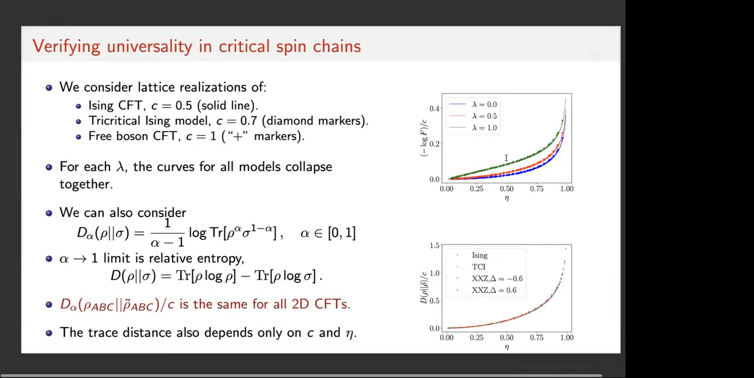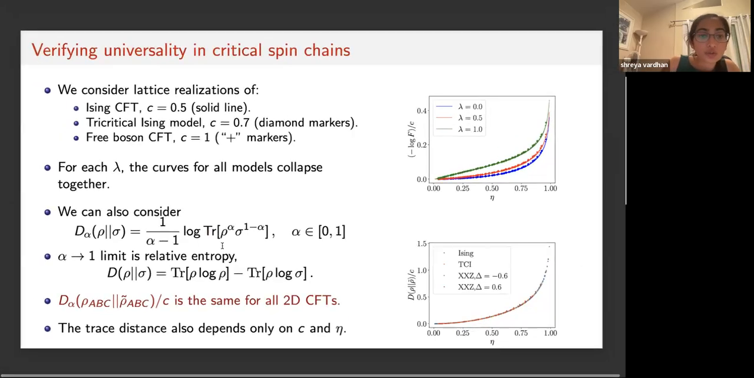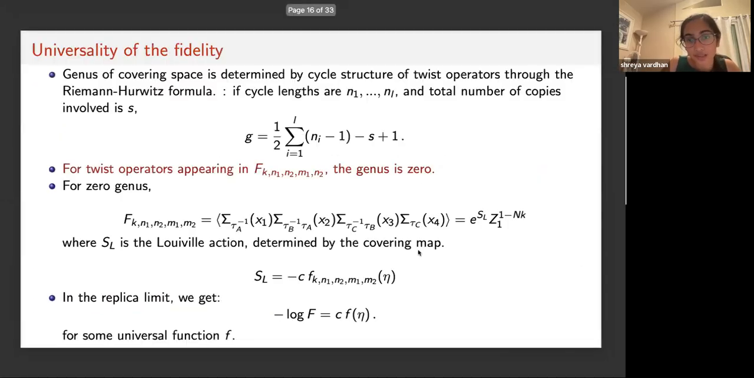Shreya, I have one more question. You could have also computed this relative entropy or this Renyi relative entropy from the replica trick, right? I mean, instead of computing fidelity, you could have also done this. Oh yeah, we did do that. When we did that, we saw exactly the same features, that it's proportional to c times some universal function, which is now a different universal function.